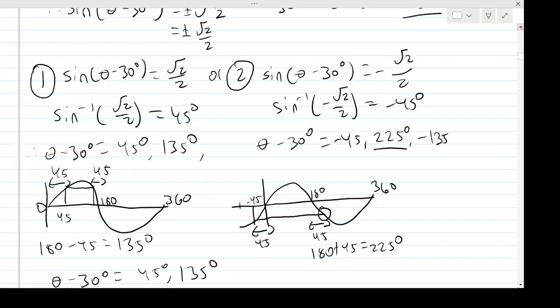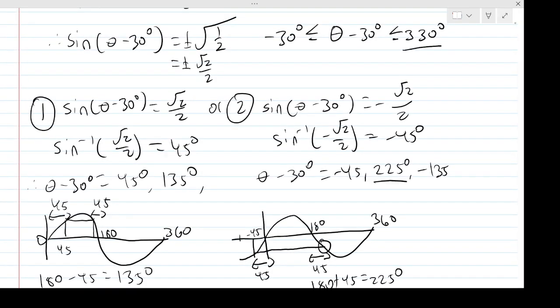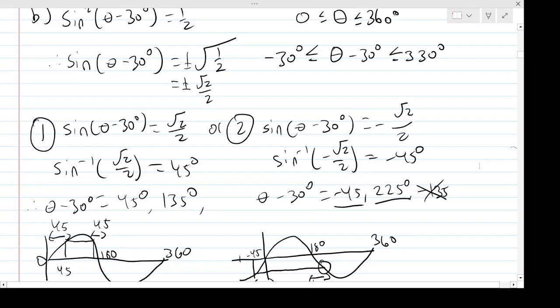But we don't want that because that's below minus 30. So we don't want that one. And so then obviously we shouldn't subtract 360, we shouldn't go backwards, or else obviously we get more negative values. So those are all the values less than minus 30.